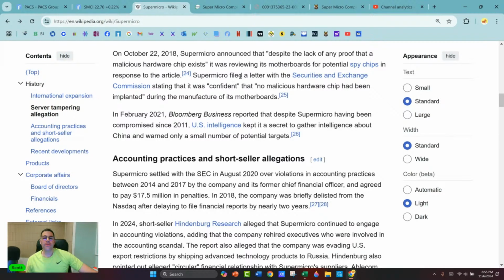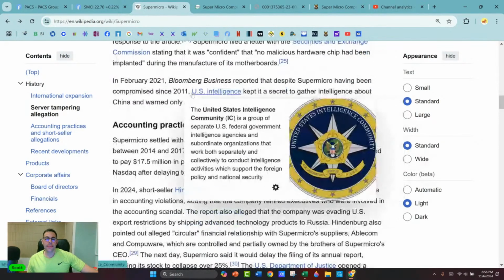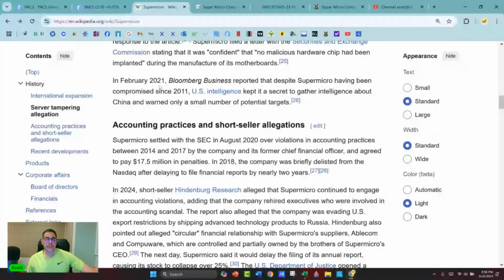So Supermicro filed a letter with the SEC stating that it was confident that no malicious hardware chip had been implanted during the manufacturing of its motherboards. Once again, it's just a hard thing to prove, because I guess unless you, it would be.